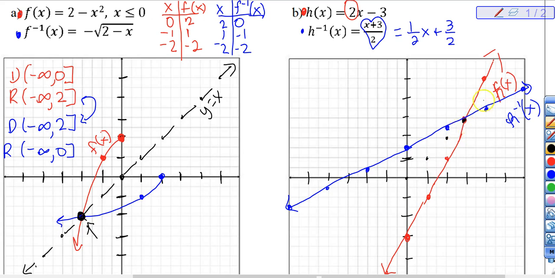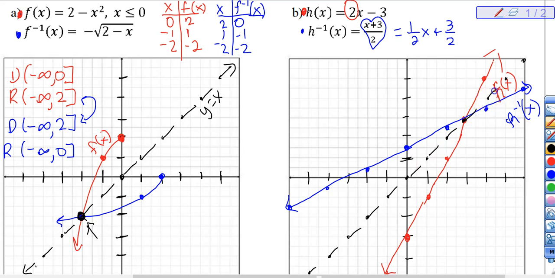Look at where they intersect. What point did they intersect at? What? Oh, shocked. Look at you, Isaac. You're so good at pretending you're shocked. They do intersect on the line of symmetry. They intersect at 3, 3, right?